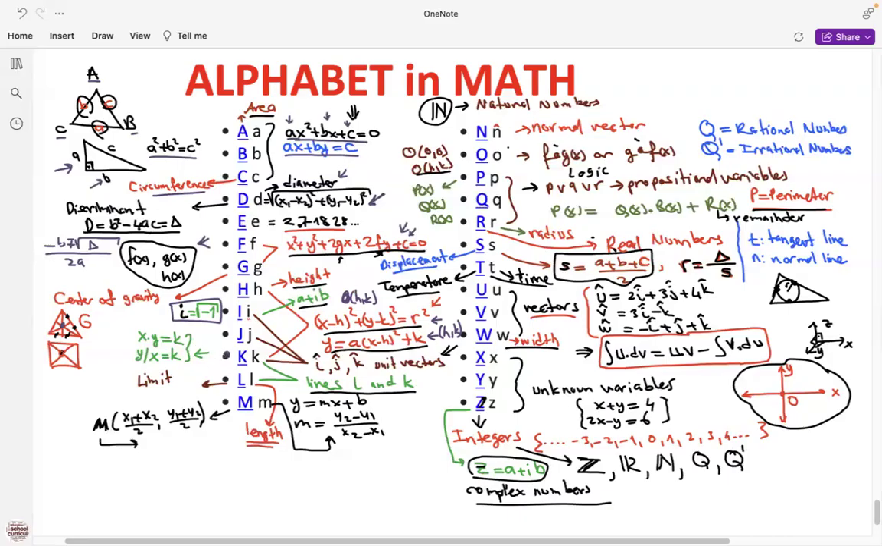So we are using k as a constant again in inverse and direct variation. Besides that, we use k when naming lines in geometry, sometimes line L, line k as an example. L we are using for the length of any given figure, and capital L we are using for the limit. M we are using for the slope of a line. So the slope formula you remember here already. And capital M we are using for the midpoint formula.